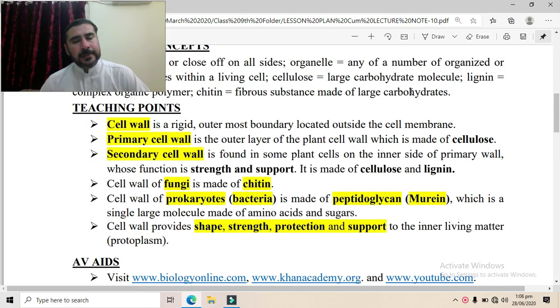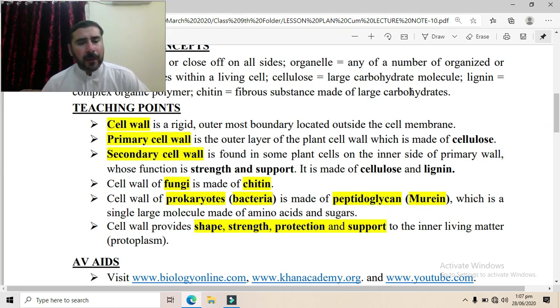Cell wall. Cell wall is a rigid outermost boundary located outside the cell membrane. Now the cell wall is present in the plant cells, the fungi, the bacterial cells, and some of the protist cells. Cell wall is the outermost boundary in all these cells. Beneath the cell wall, the cell membrane is present in these organisms, while in other organisms, in the animals, the outermost boundary is the cell membrane, because there is no cell wall.